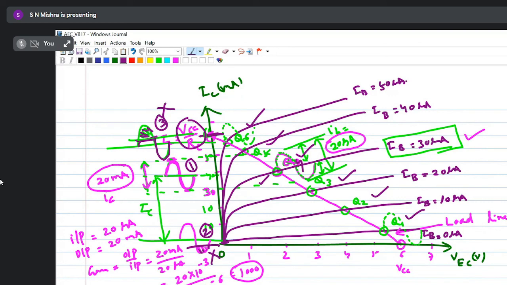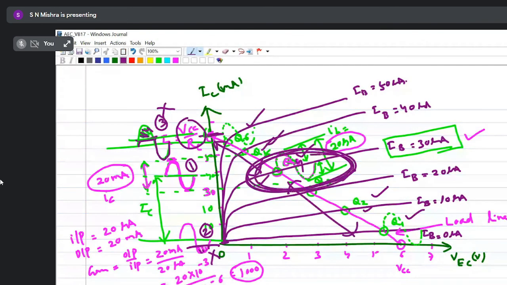Third or fourth, okay, because even if I take Q2 or Q5, some portion may be clipped if the gain is high. So it is always better to choose the middle of the load line. You see this part and this part. If you consider this middle area, wherever it crosses the load line, then I can get the most appropriate amplification.